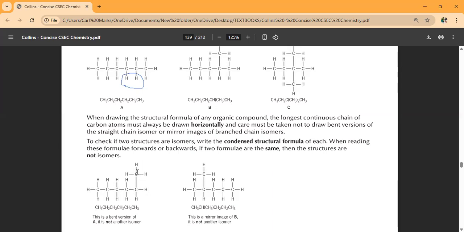Because you can look at the position of the carbon. This is just a bend. They just bent this one. It's not a branch. Look at this one here. You see another carbon at the end here and it's in the middle here? Yeah. That's not a branch.